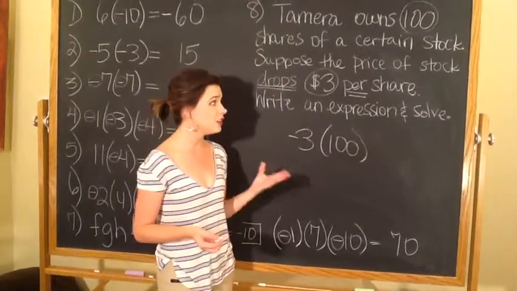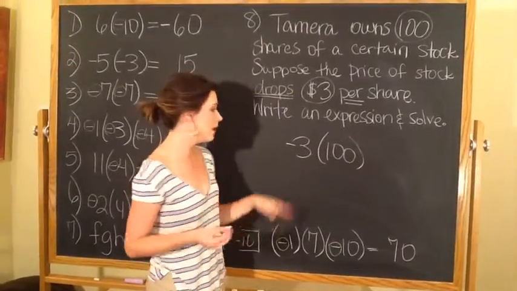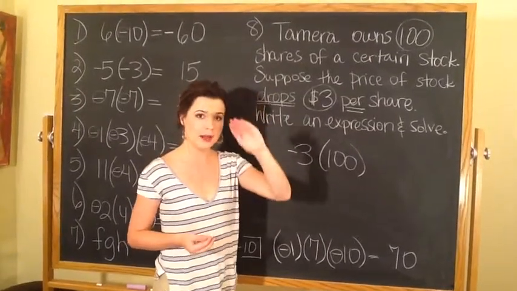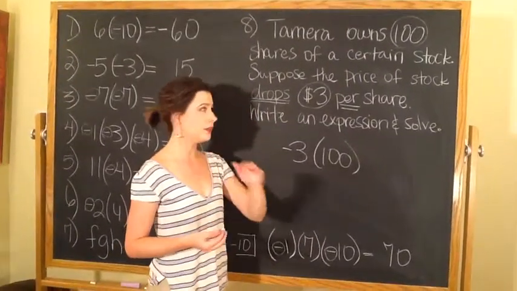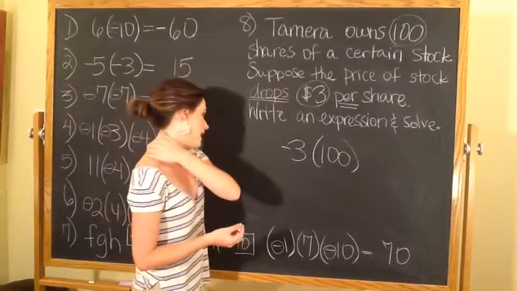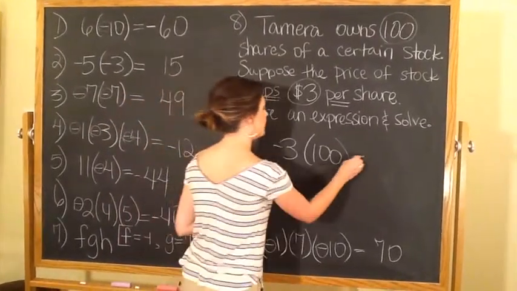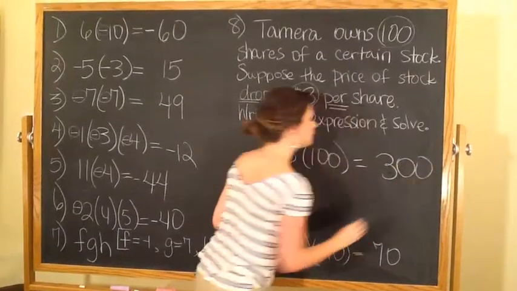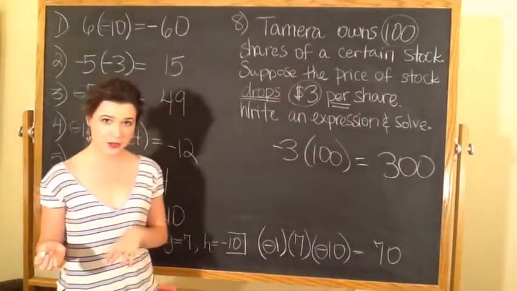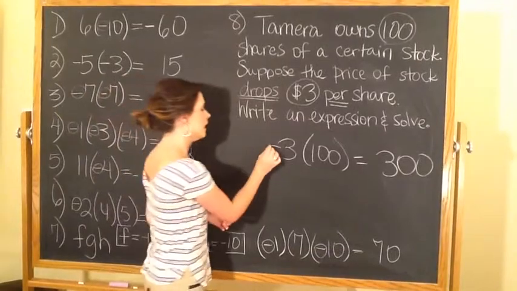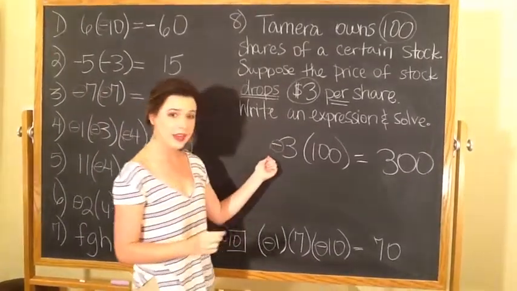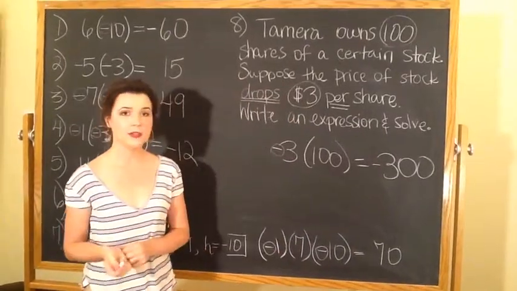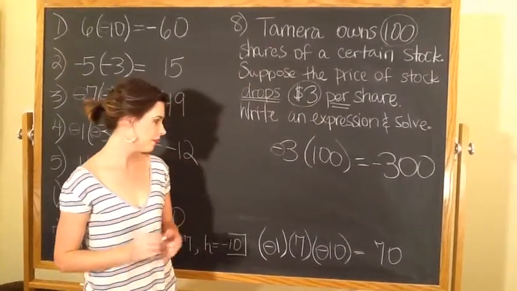So how much is it going to drop completely? Because it's going down $3 every share. So minus 3, minus 3, minus 3, minus 3. So let's go ahead and multiply it out. So we have 3 times 100, which gives us 300. And is it going to be a positive 300 or negative 300? Let's count up our signs. We have 1 negative sign, so our answer is going to be negative. So it's going down negative $300 total.